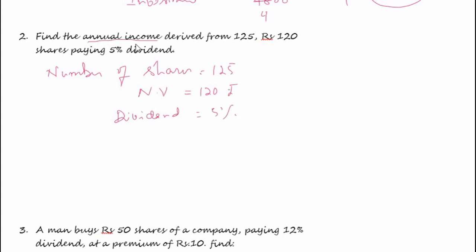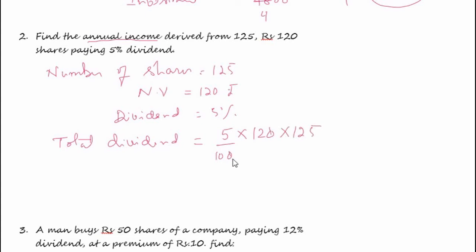What do you mean by annual income? Annual income is nothing but the total dividend. Total dividend here is the annual income. So how do you calculate dividend? That is 5% of nominal value, which is 120. How many shares do you have? 125.